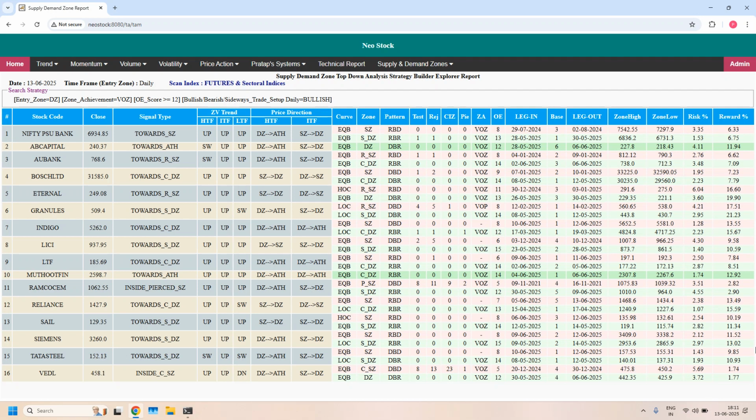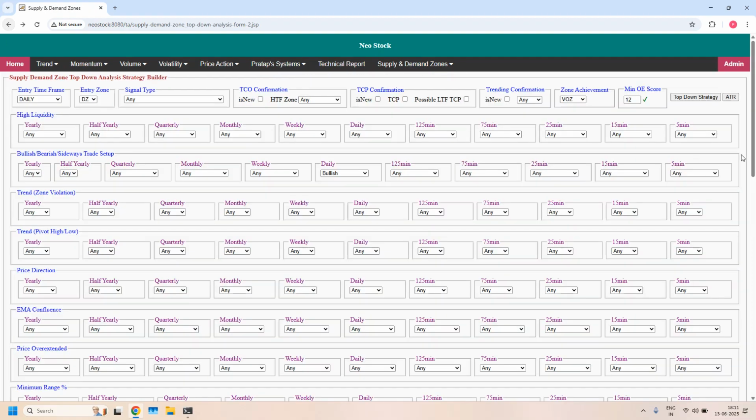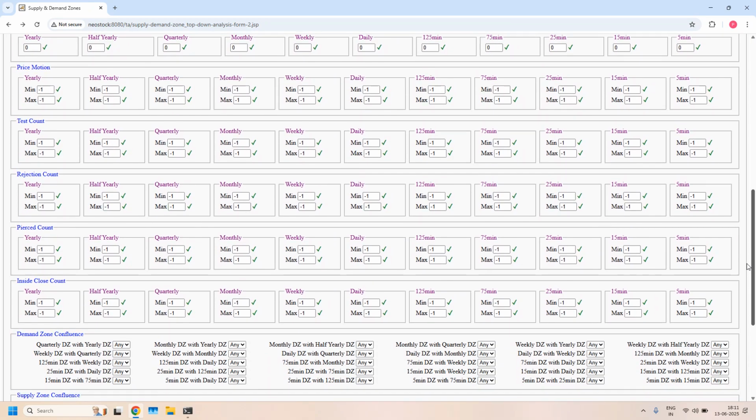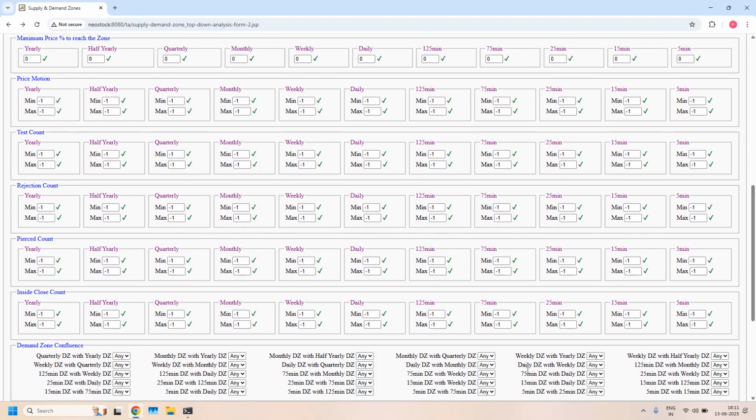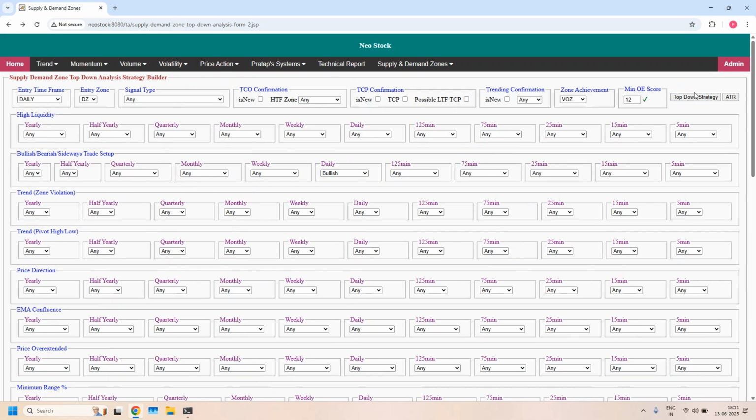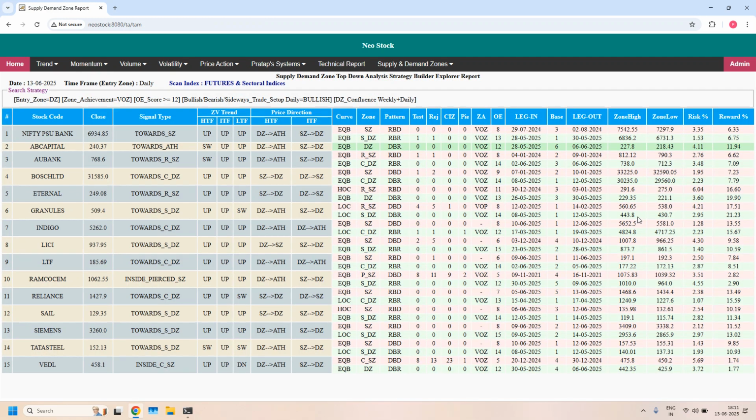Out of these 16, there could be some even more high probability trade setup supported zones available. So let us filter them based on different zone confluence and then EMA confluence strategies. First filter is in the demand zone confluence. Daily and weekly demand zone confluence filter I am enabling. Daily means LTF, weekly means ITF. So that means we are further filtering by applying LTF and ITF demand zone confluence on those 16 stocks.